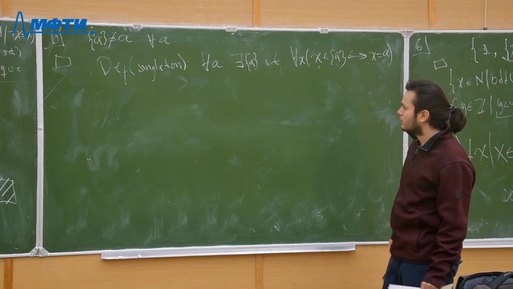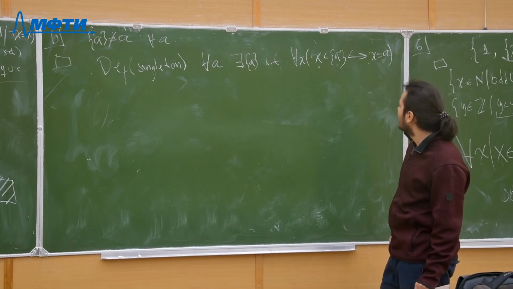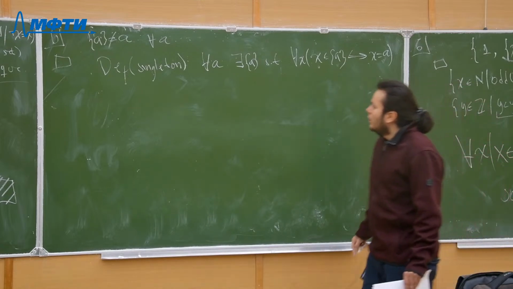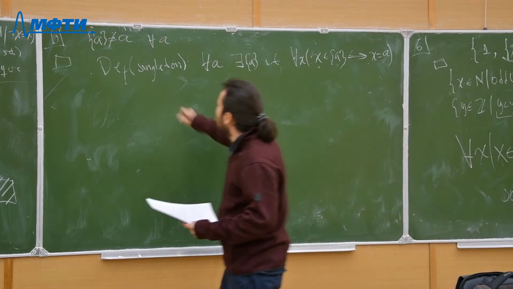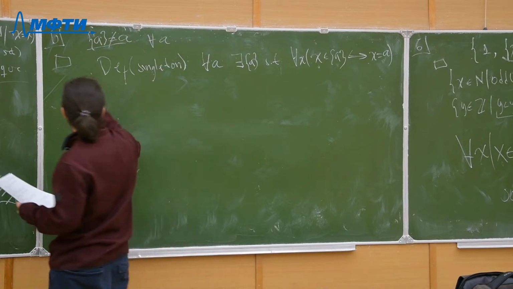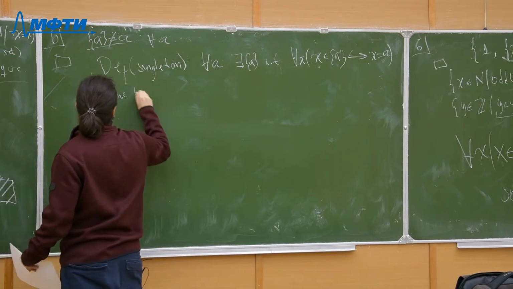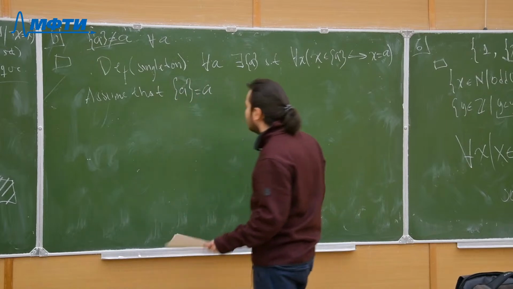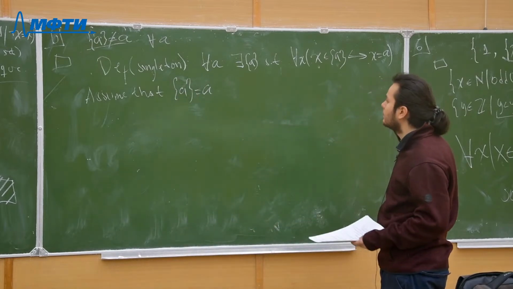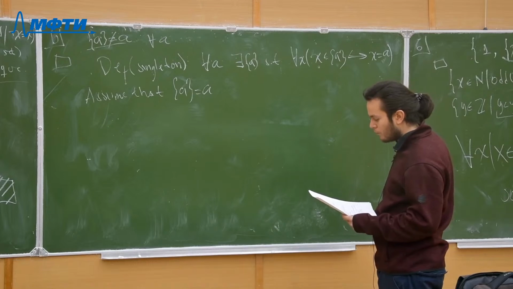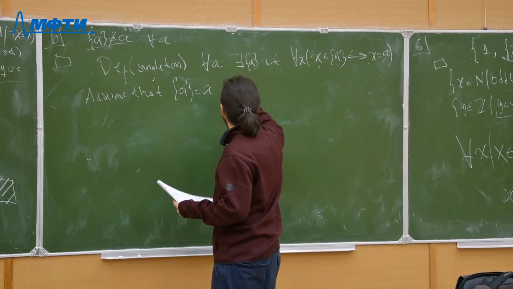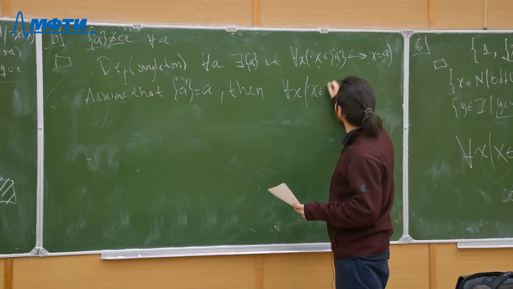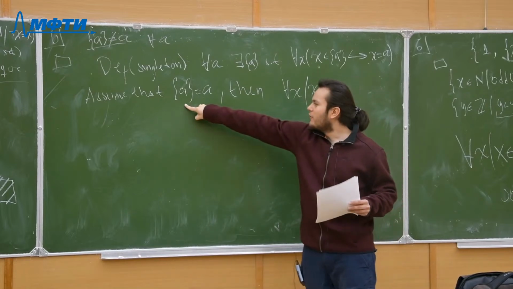So only A is an element of the singleton of A. Okay. So using this definition, this is true. So let's assume that the singleton of A is equal to A. Then by definition, for all x, x belongs to the singleton of A if and only if x belongs to A.